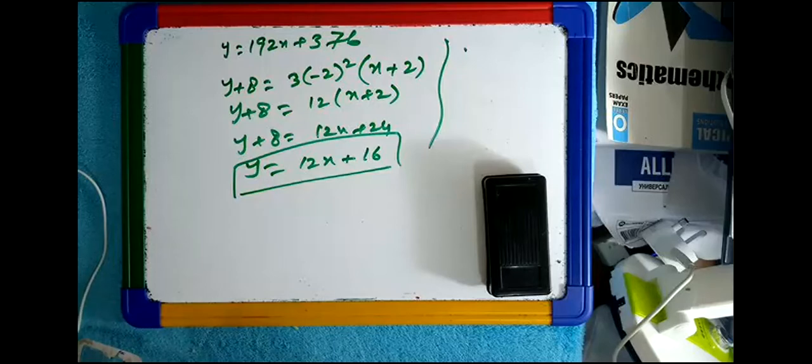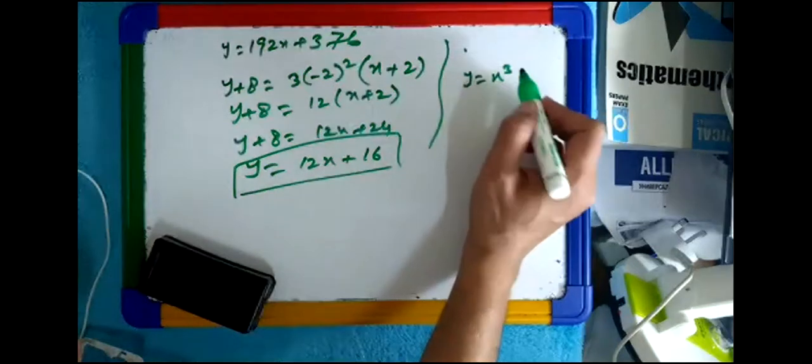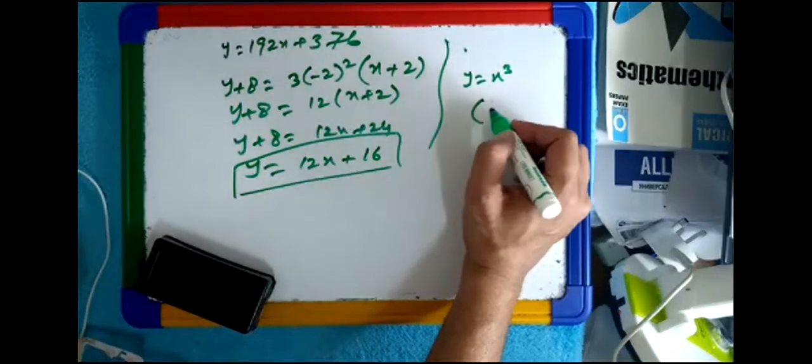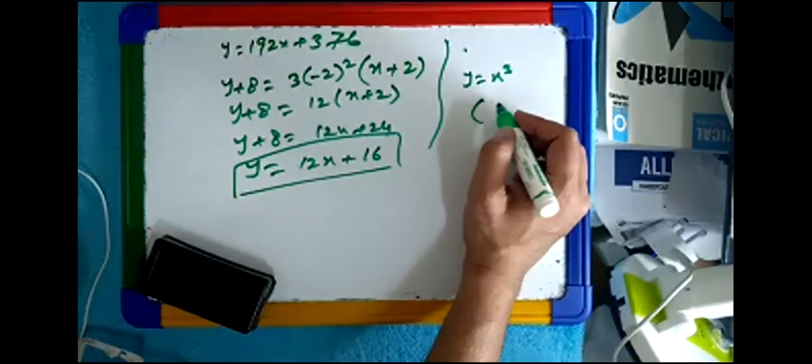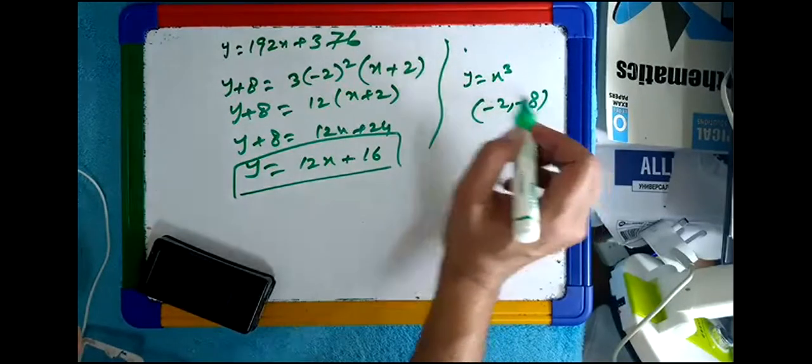Yes, I see it now. Okay, the question was, can you tell me what the question was? Y equals x cubed, yes, x cubed. And the point was what? -2, -8.